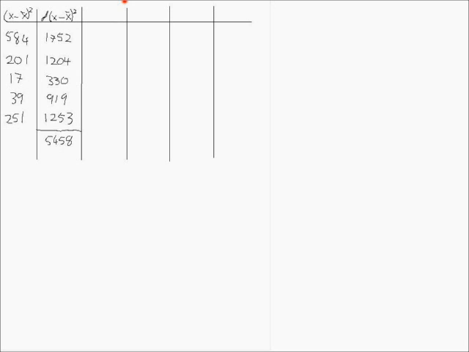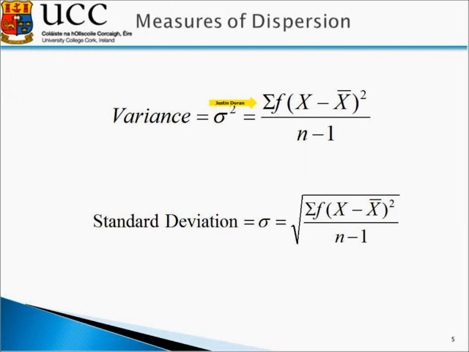We now look at the next partial formula we need, which is n minus 1, the number of observations minus 1. We've already noted our number of observations are 60, so we simply take 1 away from this. So let's work out our variance. So we have the top of our formula, which is 5458, all over 60 minus 1, resulting in an answer of approximately 92.5. So we've calculated out our variance.